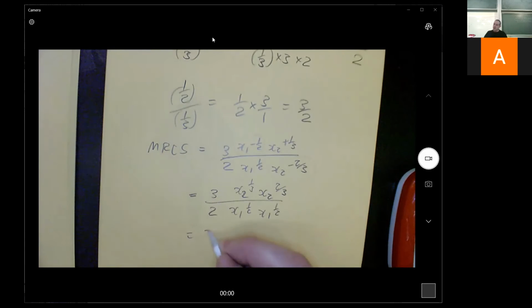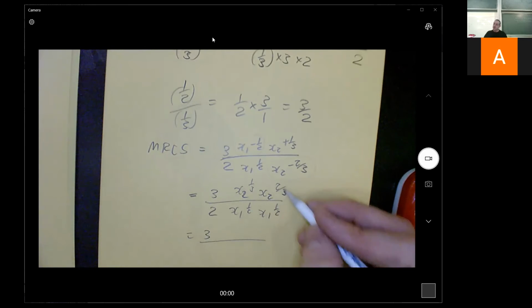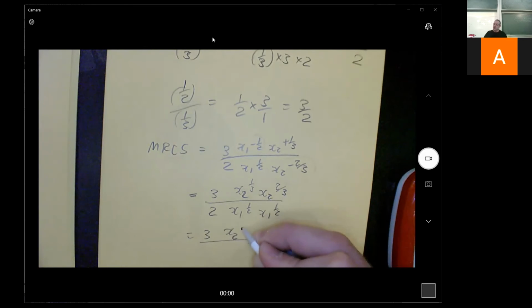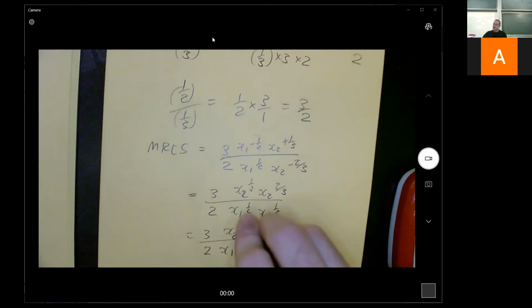And now when I multiply the powers, x2 to the third times x2 to the 2/3 is just x2 to the 1, because I add the exponents. And the same thing happens here. Oh, look at that. Cool.